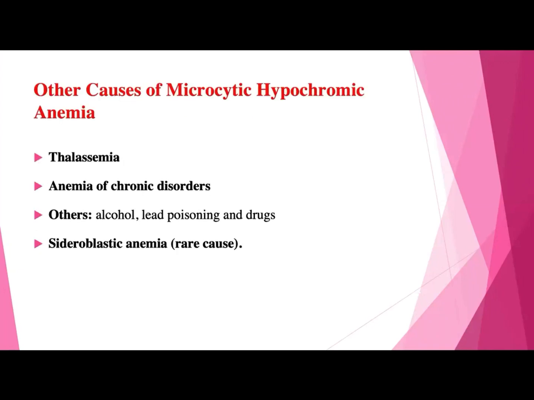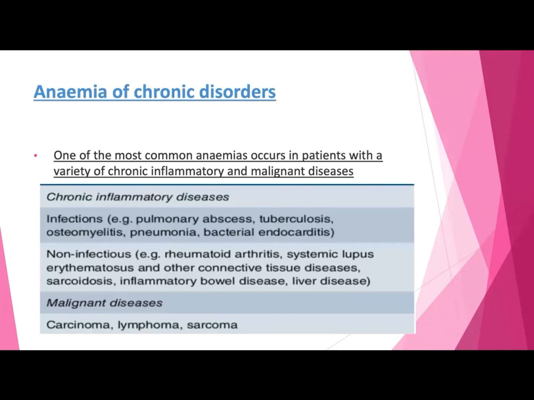شنو differential diagnosis مال microcytic hypochromic: thalassemia and chronic disease, lead poisoning, drugs, neoplastic anemia. Now we will talk about anemia of chronic disease which is one of the most common anemias occurring in patients with a variety of chronic inflammation and malignant disease. An example of the chronic inflammation, not only disease, for example rheumatoid arthritis, SLE, infection, tuberculosis, and many diseases such as carcinoma, lymphoma and sarcoma.